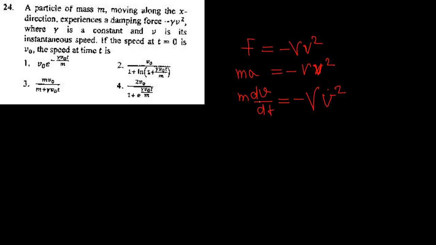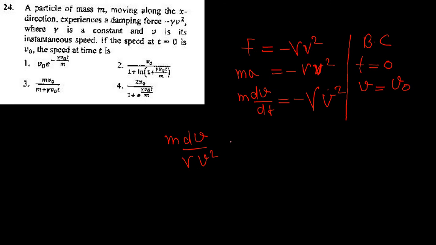Okay, now we will separate out the v and t terms, and one more thing is given in the question: a boundary condition. At t is equal to 0, v is equal to v naught. We will use this boundary condition to find out the speed at time t. Now we will separate out terms: m dv over v squared is equal to minus gamma dt, writing gamma on this side.